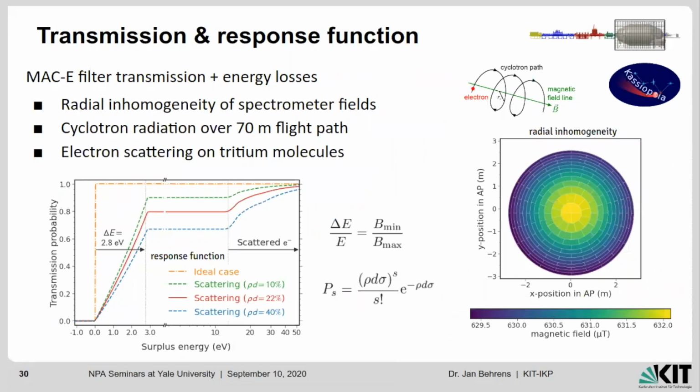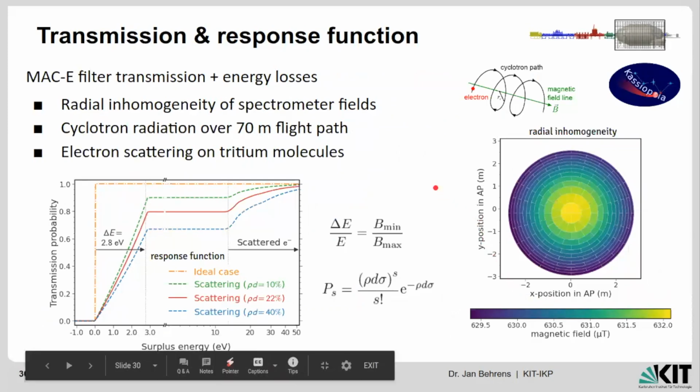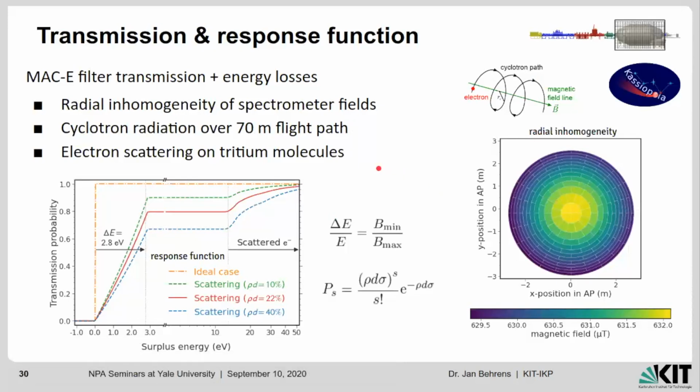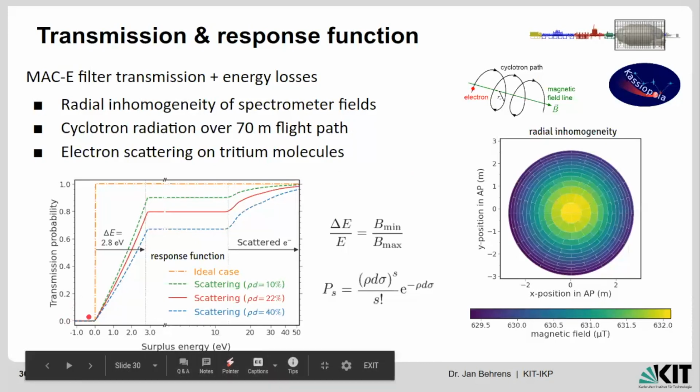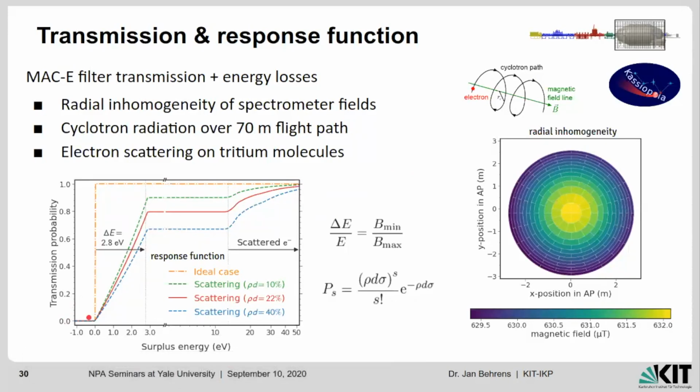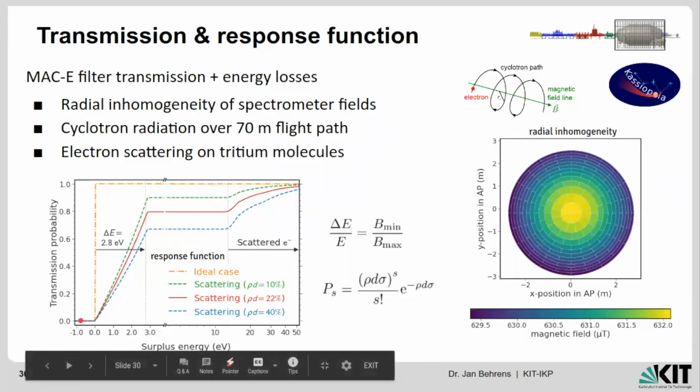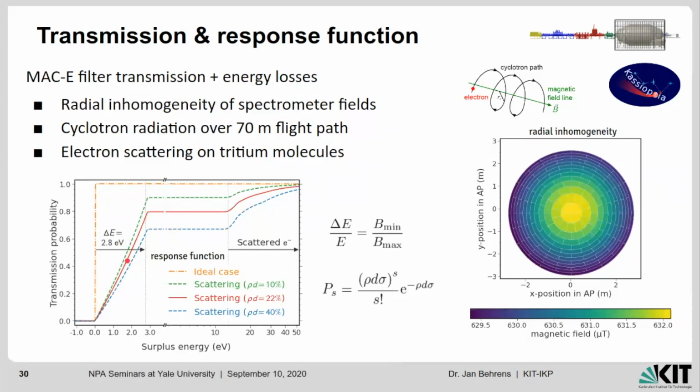To go a little bit deeper into systematics, I want to start with the transmission and response function, which I already explained a little bit earlier. So the response function, again, it describes the transmission probability of electrons through our spectrometer and also through the entire beamline. And again, in the ideal case, we have a step function where all electrons above a certain energy are transmitted and all electrons below a certain energy are not transmitted. But due to the MAC-E filter, we have this slope, which is describing the energy resolution, and in our case, it's 2.8 eV.